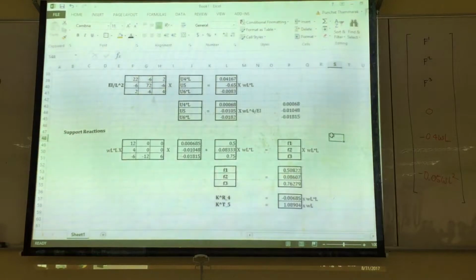What else do you want to know? Further from this point, I don't teach, so you go find the BMD by yourself. You go find the shear force diagram by yourself. That will be all.